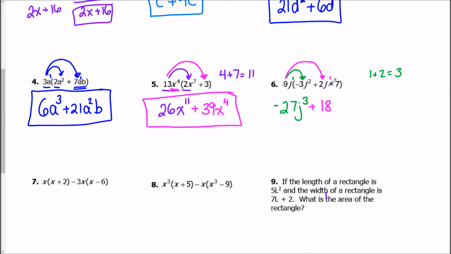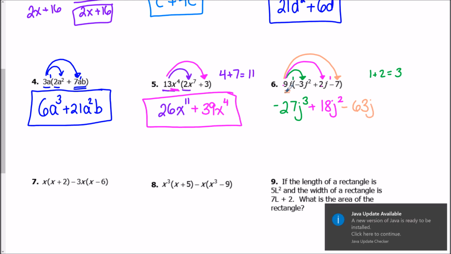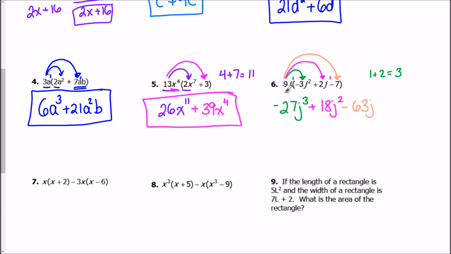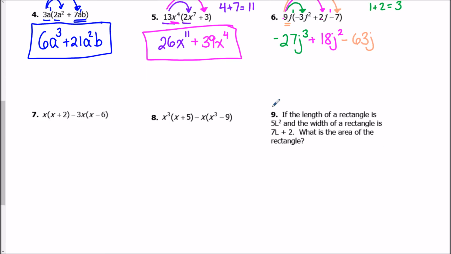And then j to the power of 1 times j to the power of 1 is j to the power of 2. And then lastly, right here, we've got 9j to the power of 1 times negative 7. So 9 times negative 7 is negative 63. So I get negative 63j because this j right here just tags along. Okay? All right. We are going to skip over to question number 9 next.